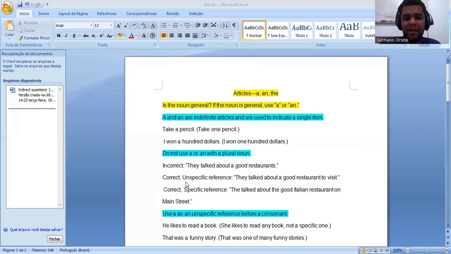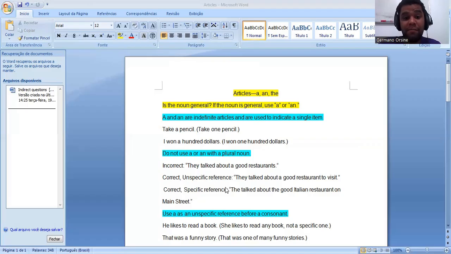So again, if you want to make an unspecific reference, we can say they talked about a good restaurant to visit. A good restaurant. We're talking about something general, not a specific restaurant. A good restaurant. We don't know which restaurant that is, so it's not specific. Okay.